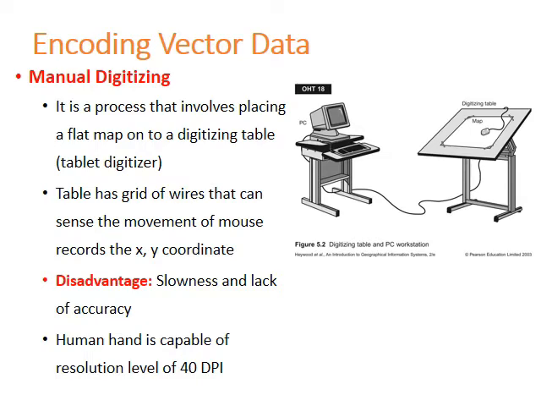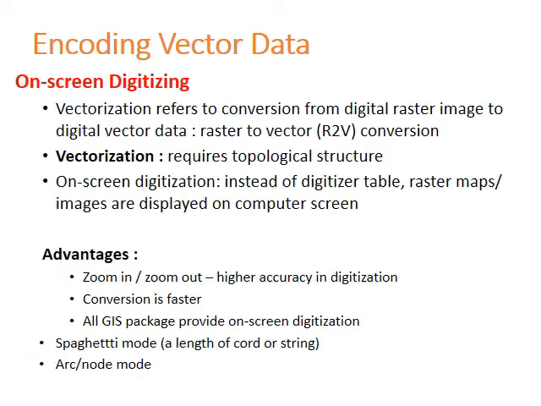The limitation or one of the disadvantages in this method is its slowness and the lack of accuracy, and the human hand is capable of a resolution level of only 400 dpi, which is one of the disadvantages in the manual digitization process. The next is the on-screen digitization, which is also called the heads-up digitization.